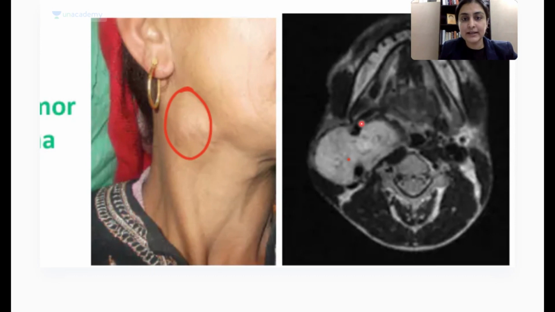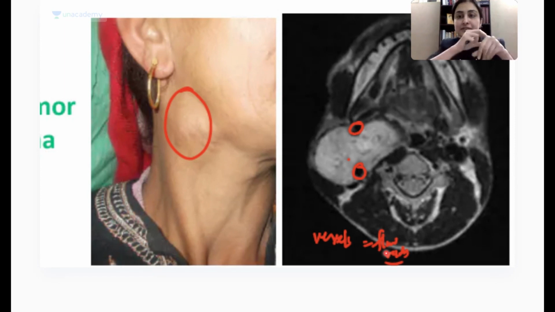Where is it located? So these are two black dots. Remember, on MRI, anything which are black dots are vessels. So on MRI, very good, Neil. Vessels will look like flow voids. These are called flow voids, which means they do not have any signal. They will be black because blood is flowing so quickly. The vessels will appear black.